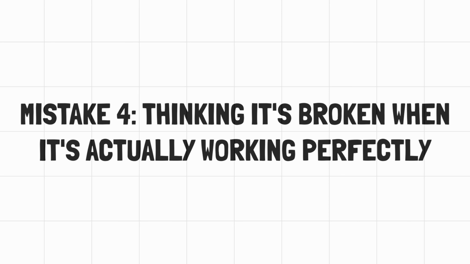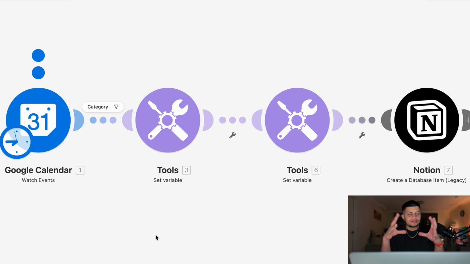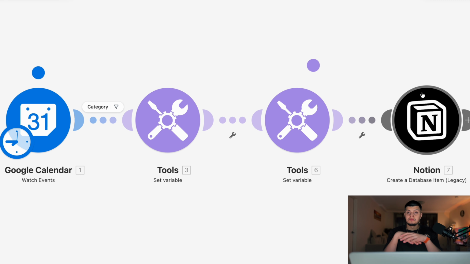Mistake 4 is one of the core mistakes that sends beginners into a quiet spiral. And it happened to me as well. Let's say, for example, you build the scenario, everything looks perfect, you hit run once, and nothing appears in Notion. No error messages, no bubbles, just nothing. And when that happens, naturally, your brain goes, you must have done something wrong, right? And you start looking for mistakes all over through every module.